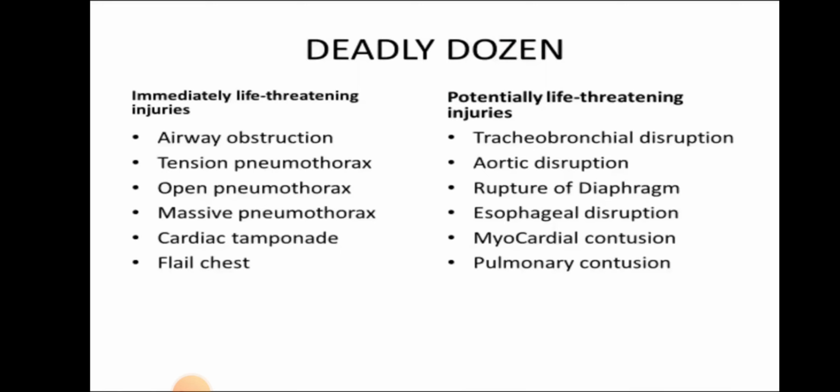Another important thing is the deadly dozen. That means some immediately life-threatening injuries and potentially life-threatening injuries can happen. The immediately life-threatening injuries include airway obstruction, tension pneumothorax, open pneumothorax, massive hemothorax, cardiac tamponade, and flail chest. Potentially life-threatening injuries include tracheobronchial disruption, aortic disruption, rupture of diaphragm, esophageal disruption, myocardial contusion, and pulmonary contusion. Airway obstruction: in case of airway obstruction, early intubation is very important.